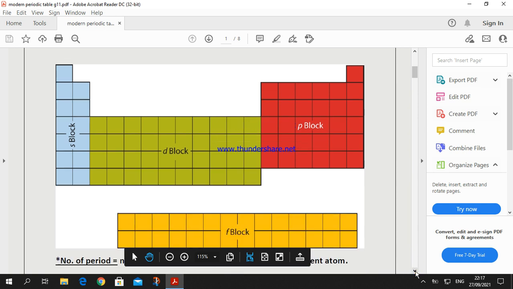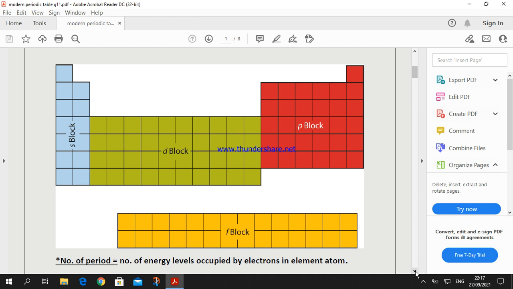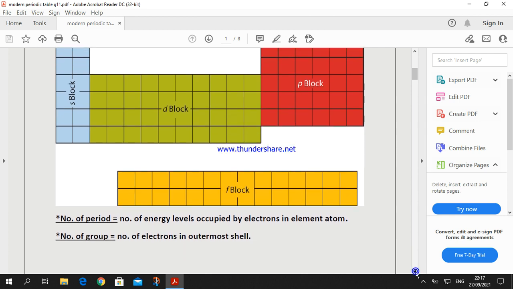So we arrange the elements in the modern periodic table in ascending order according to atomic number and the way of filling energy sublevels with electrons, okay? So by knowing the atomic number of the element, we can determine its location inside the table, where the number of the period refers to the number of energy levels occupied by electrons in the element's atom, and the number of the group refers to the number of electrons found in the outermost shell.